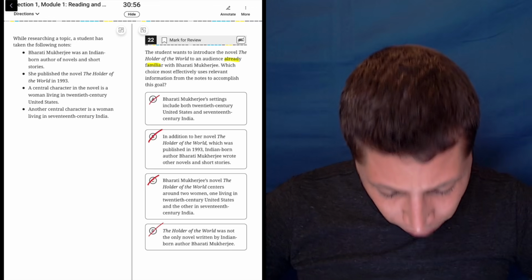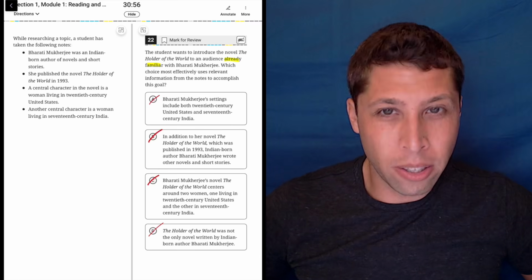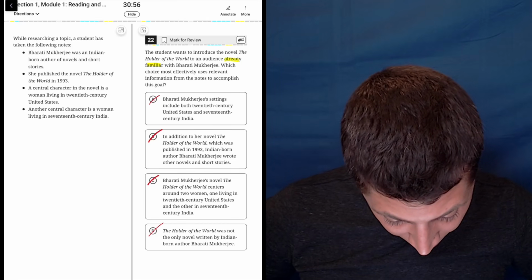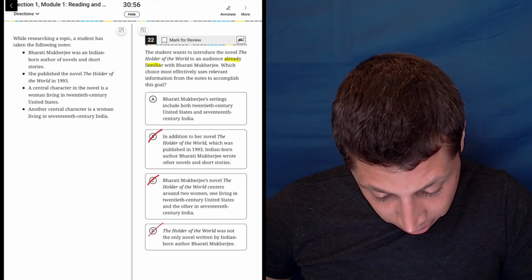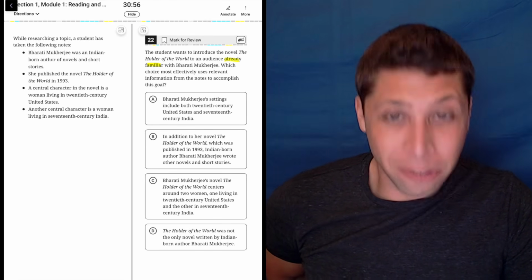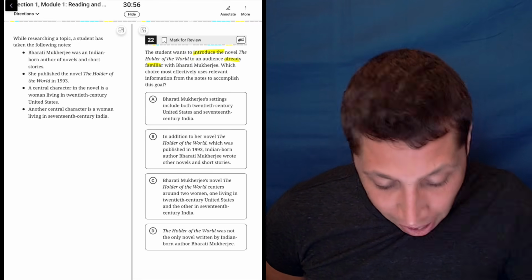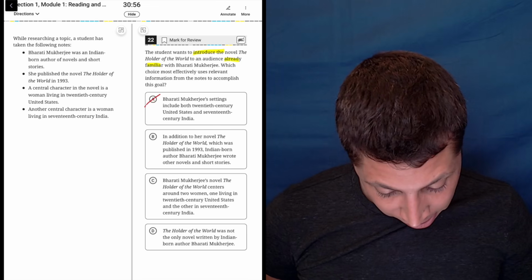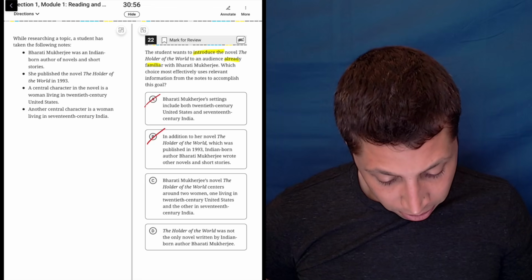The student wants to introduce the novel The Holder of the World to an audience already familiar with Bharati Mukherjee. So if you're familiar with her, you don't need to know her background, I guess. Okay. So do we then need to know that she's Indian-born, right? So let me get rid of these crosses, right? So we're already familiar. So why would you need to know any of this if you already know this? You want to introduce the novel. Maybe that's a piece. Introduce the novel. Okay, so it's about the novel. So I don't care about her per se. She wrote other novels. Again, if you already knew that, you'd be fine. The Holder of the World centers.